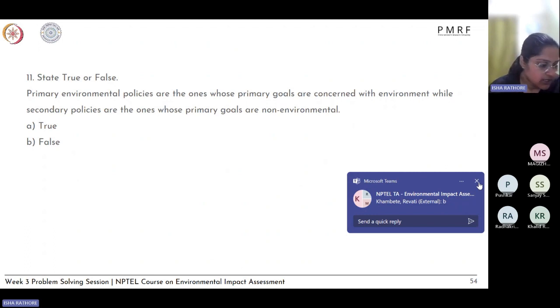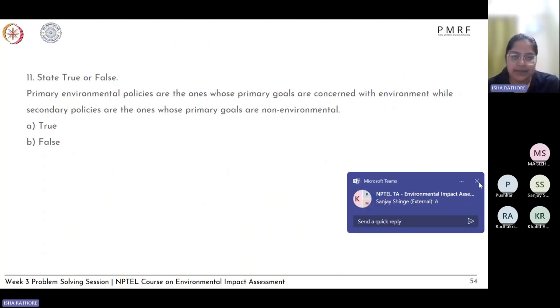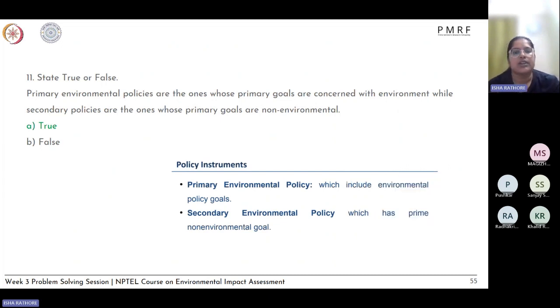Okay, we have a true and a false. Both options have come up. Okay, we have another A. Okay, so the statement is true. Primary environmental policy includes environmental policy as its goal, whereas for secondary environmental policy, the primary goal will not be an environmental goal, so it will be a non-environmental goal. So this statement is true. So A is the correct answer.